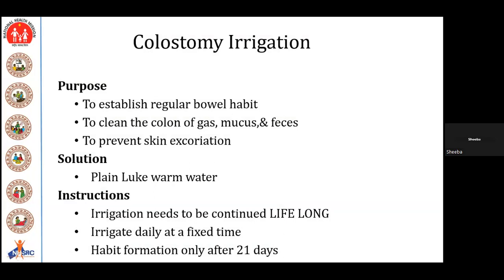They have to do it lifelong, and they have to fix a particular time for irrigation. If they follow these 2 instructions, definitely habit formation will be there within 21 days. So these are the instructions you have to give to the patient. And we have a video on colostomy irrigation. We can watch it, and then I'll take any questions. Okay, thank you. Any doubts?